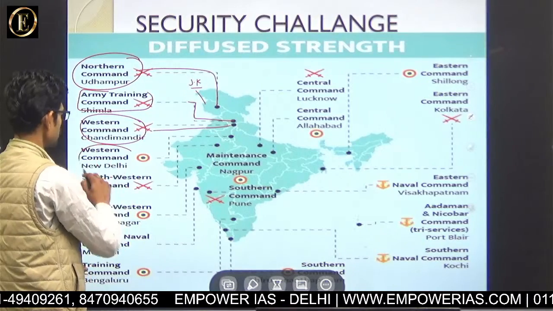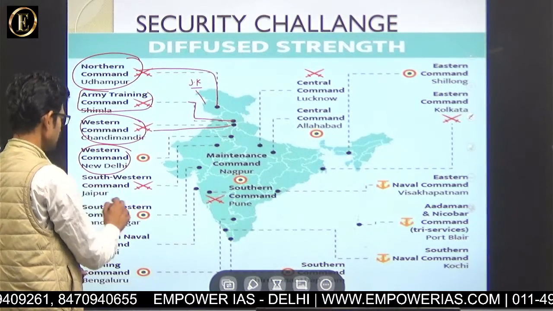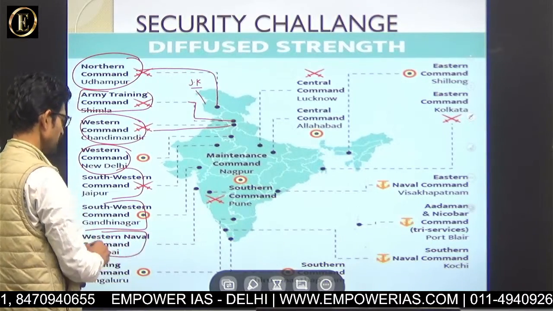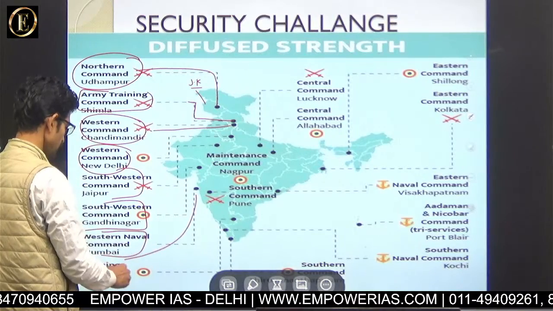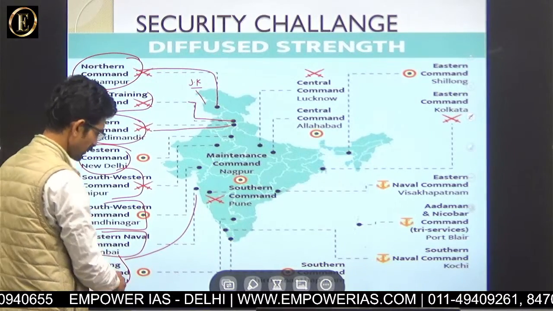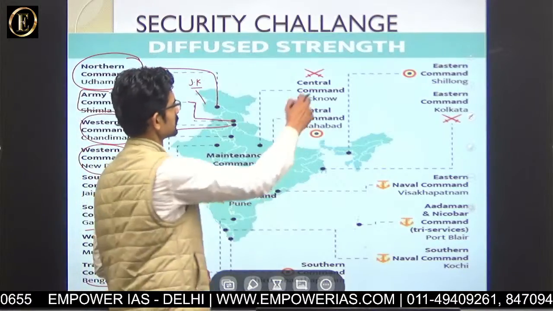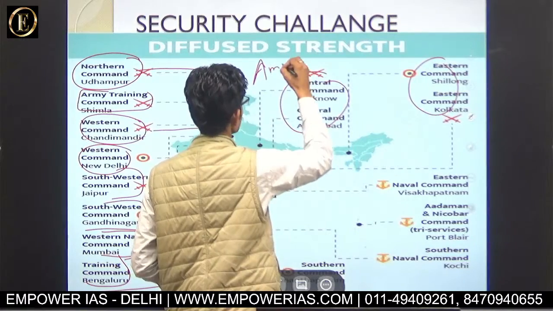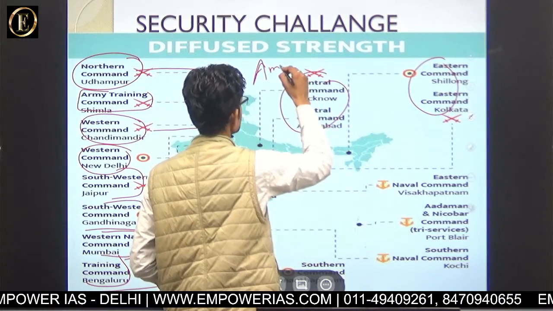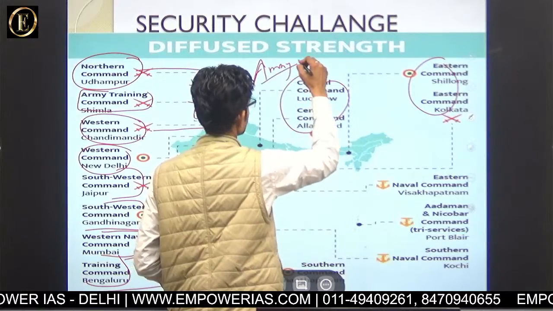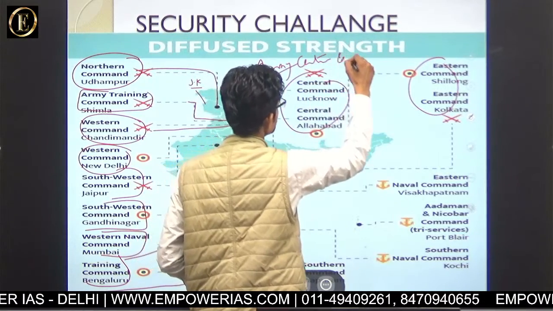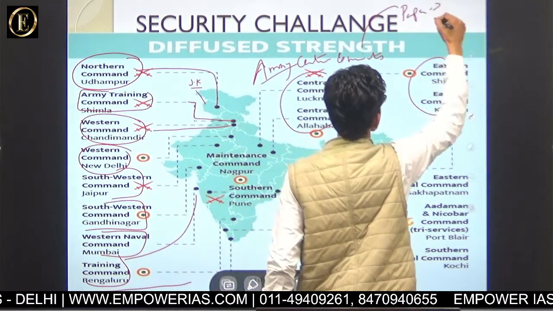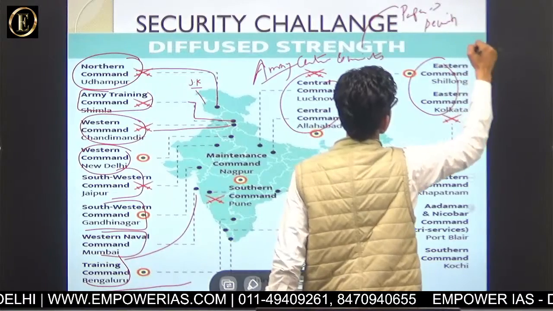Then next is Western Command at New Delhi, Southwestern Command Jaipur, Southwestern Command Gandhinagar, Western Naval Command Mumbai, and Training Command of Bengaluru. Then these are 17 command houses which regulate the army regulation, posting as well as the armament centers. So remember this fact for your prelims as well as mains. It goes in paper 3 security. Paper 3 security का ये part है.